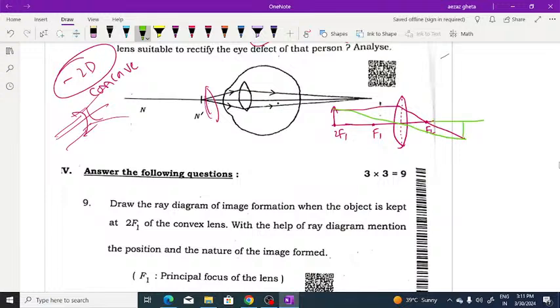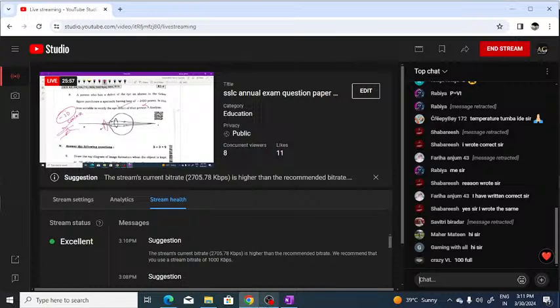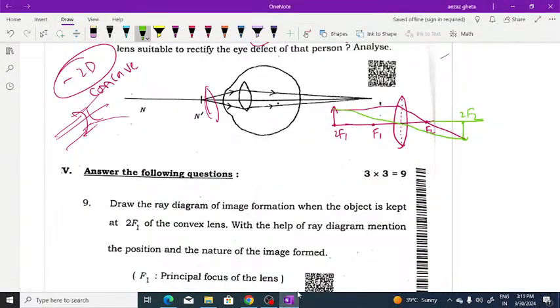The image will form at 2F2, and the size is the same size, and it is real and inverted.